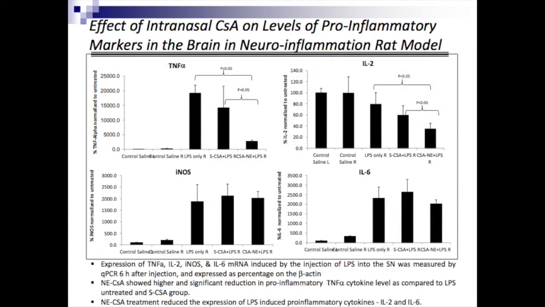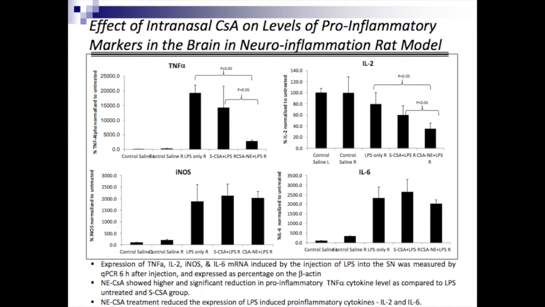And so here you see that when you have these animals treated with cyclosporine, there is a significant reduction in the TNF levels in the brain. You see the levels after LPS administration skyrocket up to almost 20,000-fold above baseline, but you see a significant reduction after treating with cyclosporine. We see the same effect with IL-2, but we didn't see as much effect on iNOS, and that may be just the kinetics that we're looking at. In this case, we're looking at 24 hours post-administration.